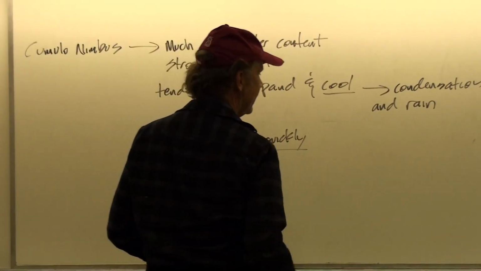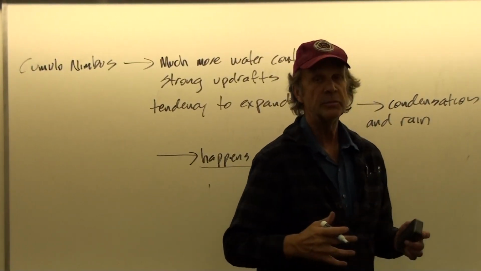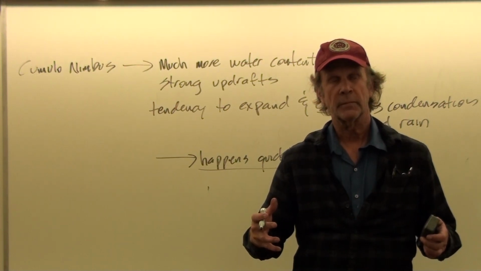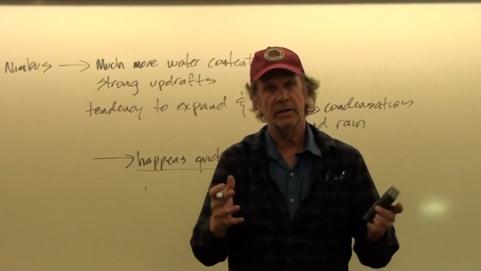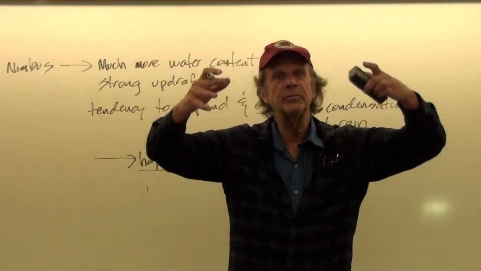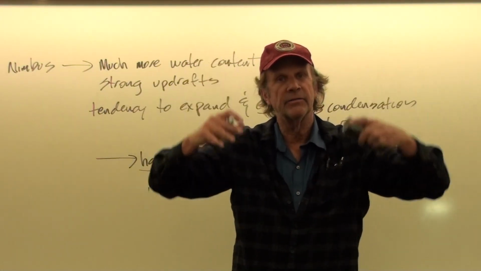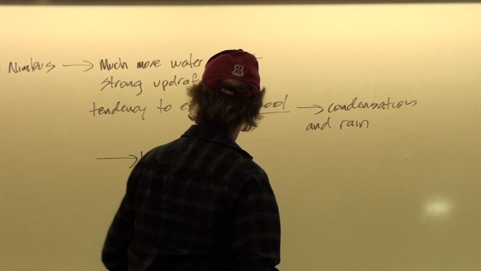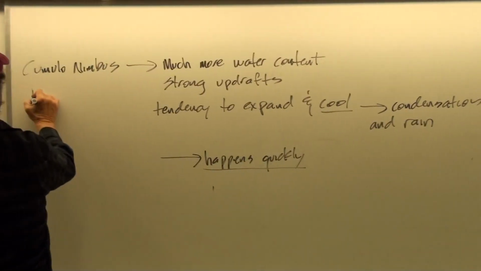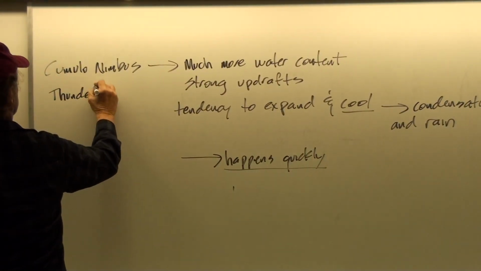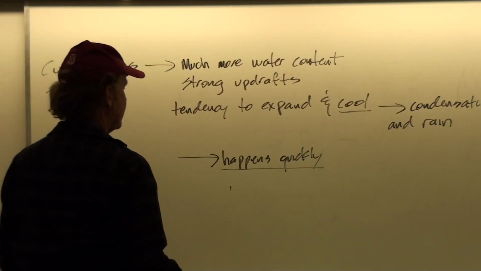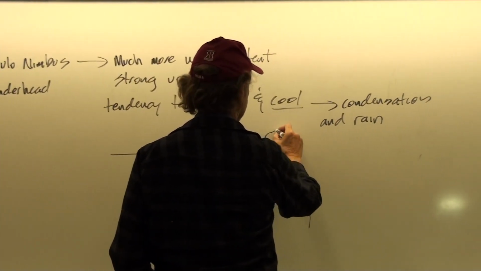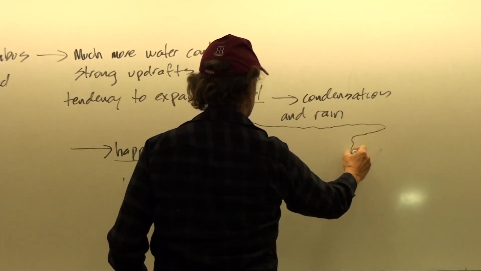So it's upwardly unstable, whereas a cumulostratus cloud tends to be unstable up to a point, but then it kind of peaks out. The cumulonimbus is a thunderhead. So this happens very quickly, it expands rapidly, and its upward development is associated with a very rapid expansion.